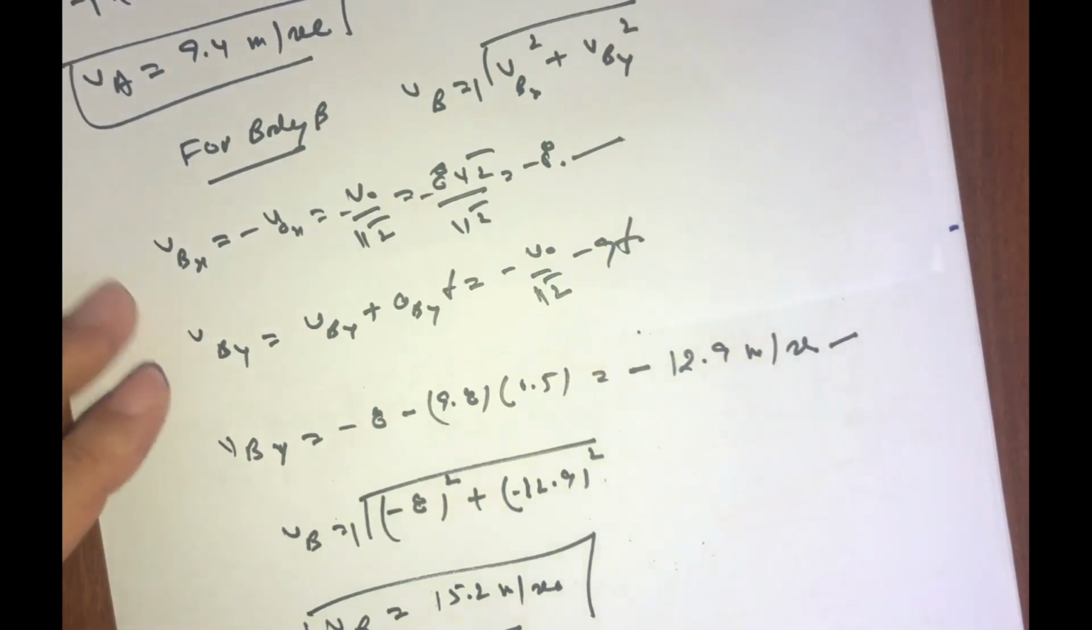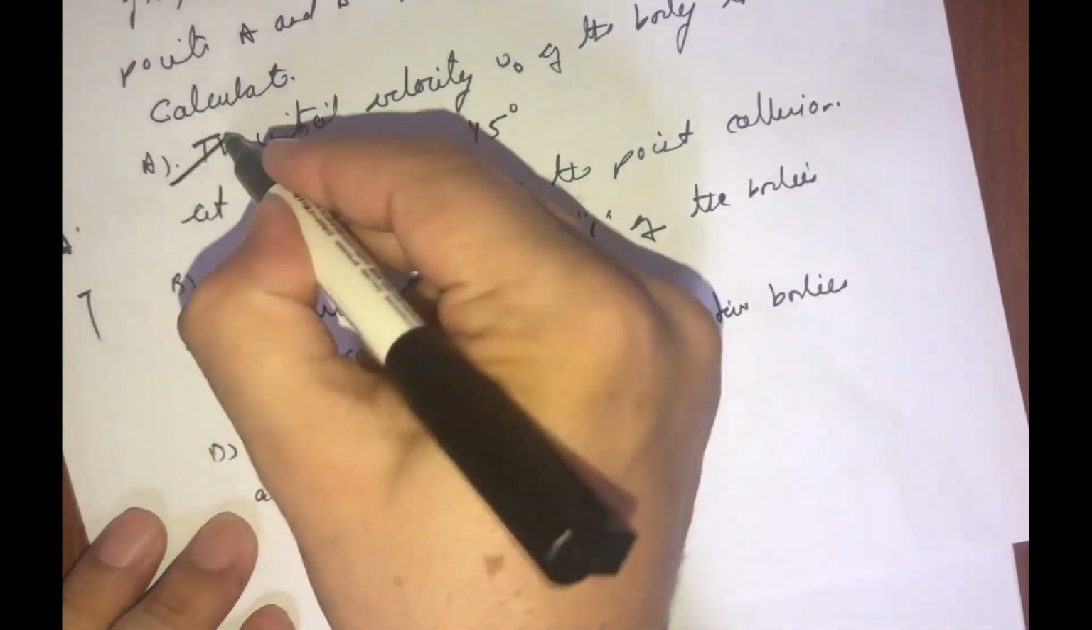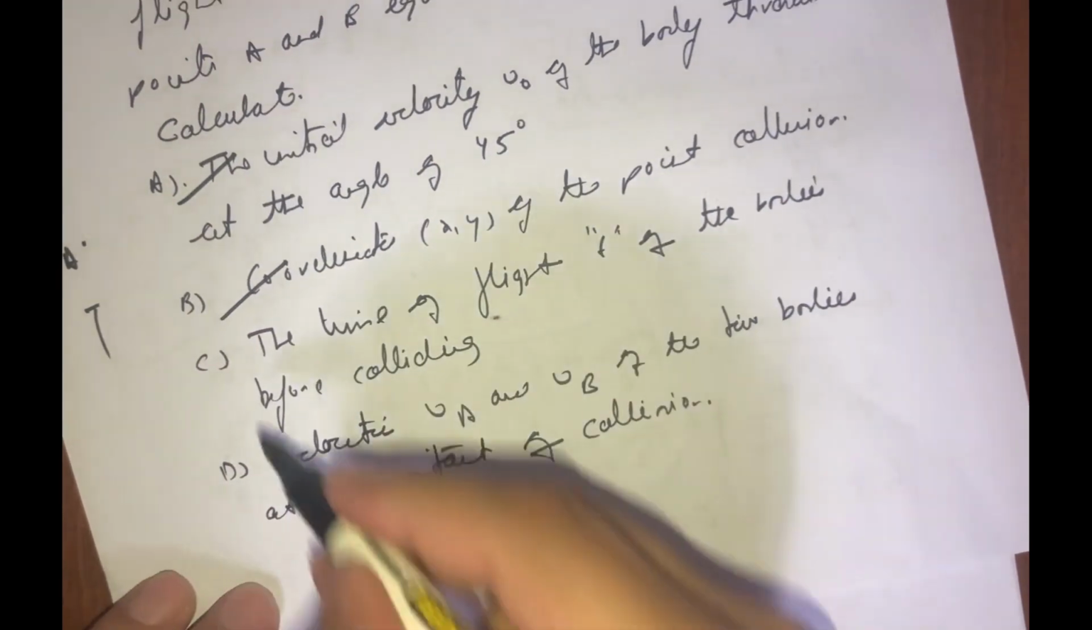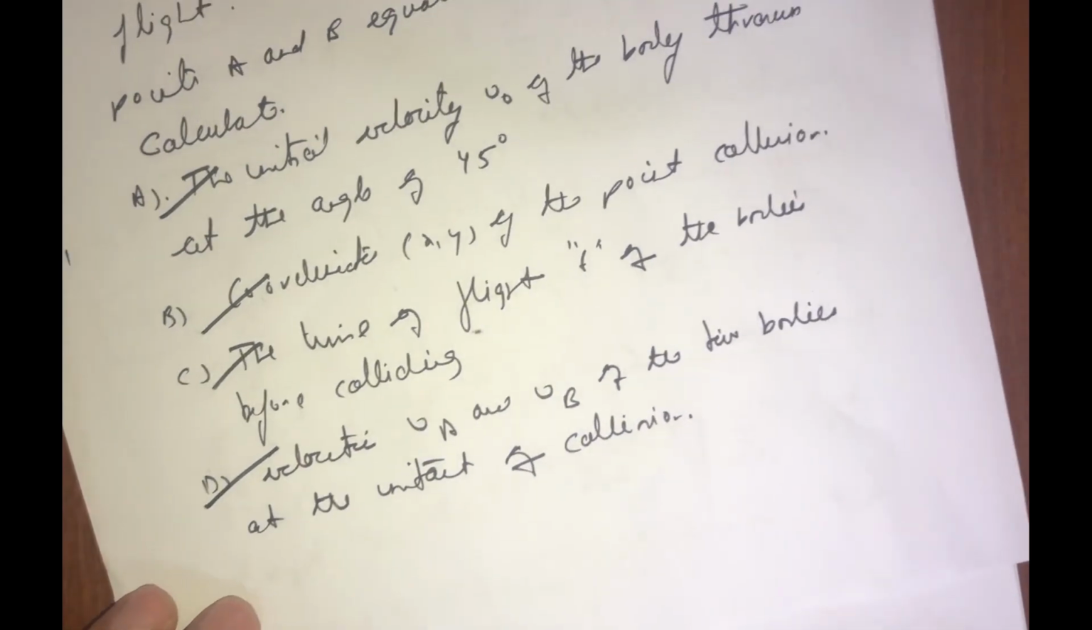So in this question we were supposed to find out 4 things: initial velocity, coordinates, time of flight, and velocity before collision. Thank you.